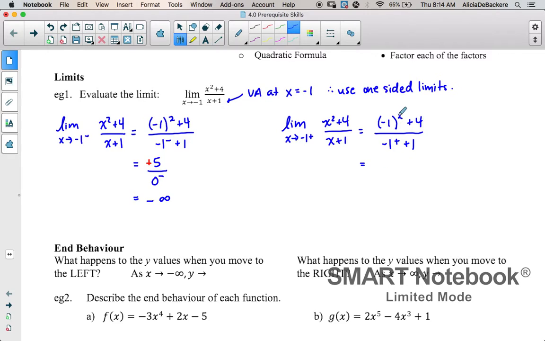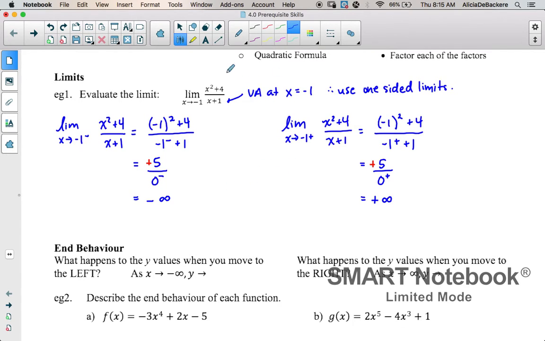So in the numerator here, I've got 1 plus 4, that's 5. And in the denominator, I've got something slightly bigger than negative 1 added to 1. And so that's going to be really close to 0, but slightly bigger. And now what I've got here is a positive divided by a positive. So I know that my answer is going to be positive. And then 5 divided by almost 0 is going to be infinity.